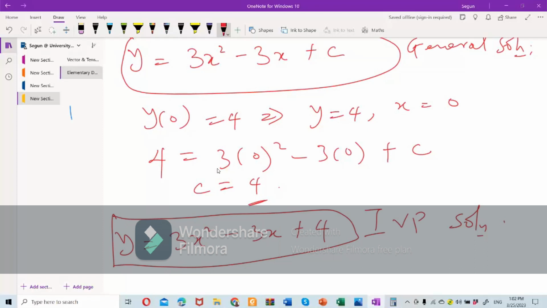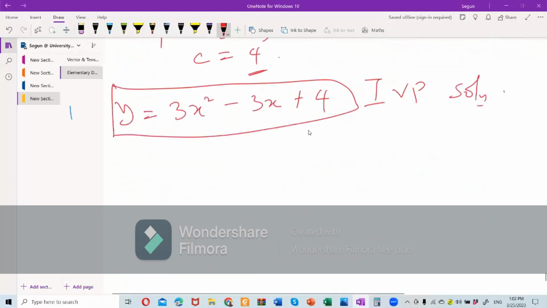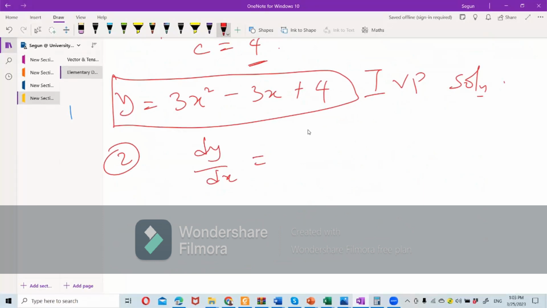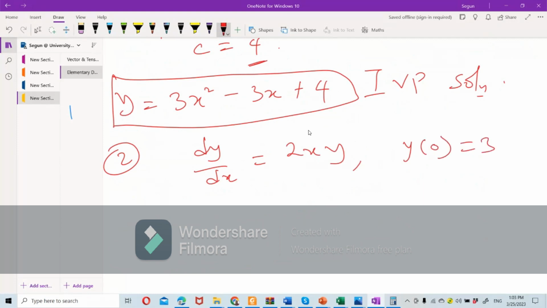Are we all there now? Please, I want you to solve this question for me now. dy/dx equals 2xy. Then you have y of 0 equals 3. Can we try it?